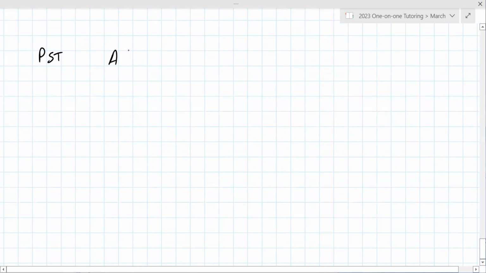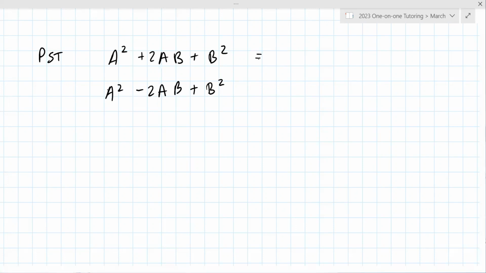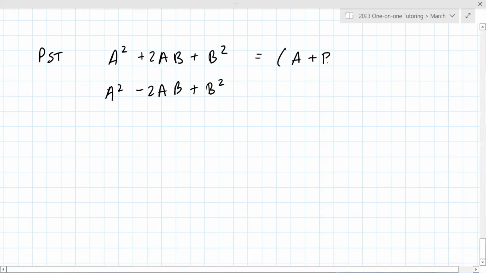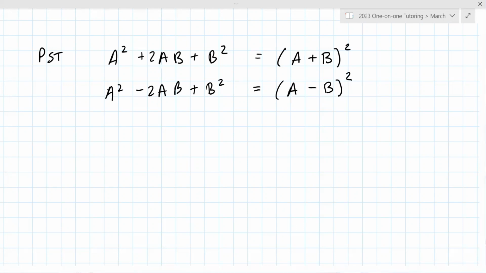So there's actually two perfect square trinomials. We just looked at the first one, and here is the second one. What is different about the first and the second? There is a subtract sign. That's right. So the top one factors into (a plus b) squared. The bottom one factors into (a minus b) squared. Get this down.